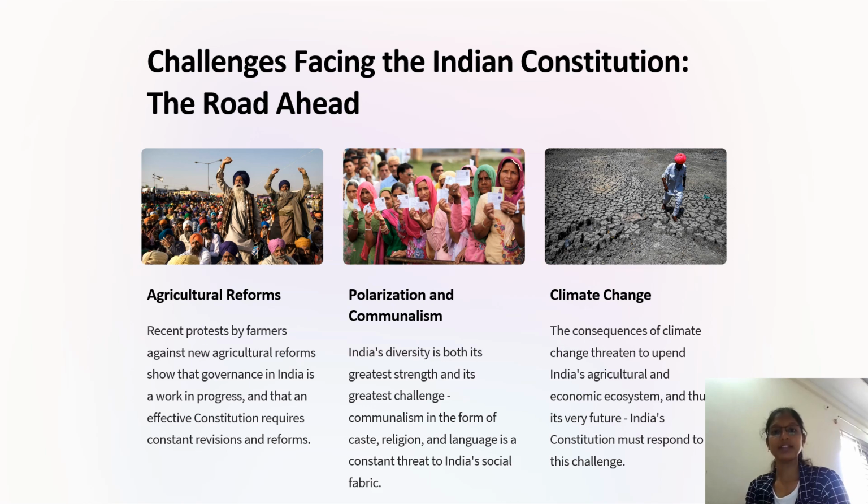Then challenges facing the Indian Constitution, the road ahead: agricultural reforms, polarization and communalism, climate change. Recent protests by farmers against the new agriculture reforms show that governance in India is a work in progress and that an effective constitution requires constant revisions and reforms. India's diversity is both its greatest strength and its greatest challenge. Communalism in the form of caste, religion, and language is a constant threat to India's social fabric. Climate change: the consequences of climate change threaten to upend India's agricultural and economic ecosystem and thus its very fortune. Its constitution must respond to this challenge.